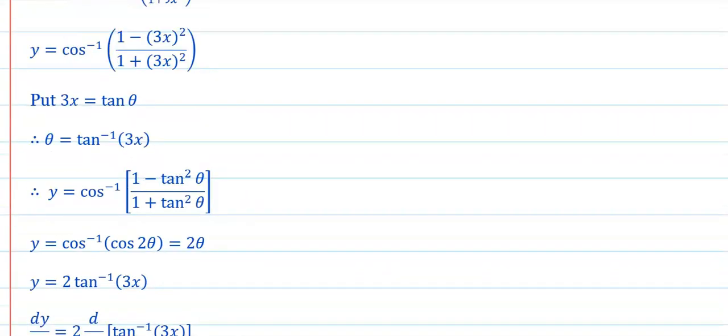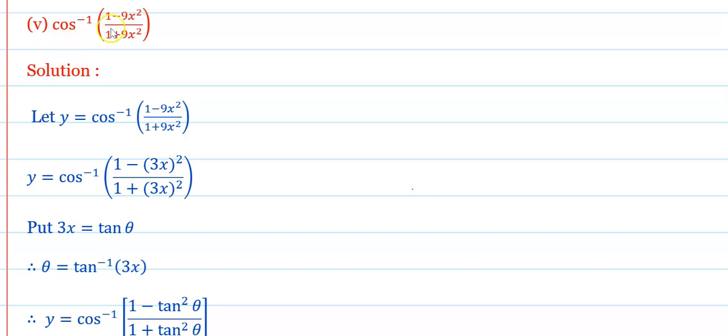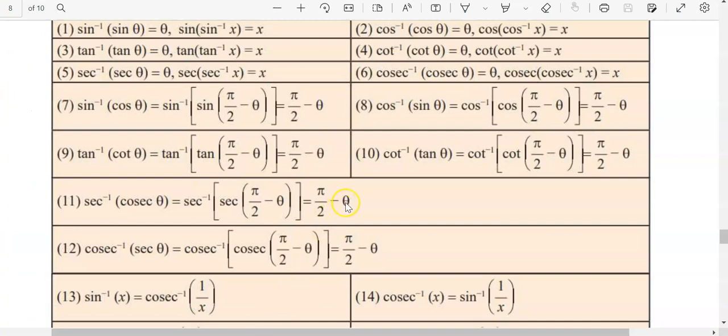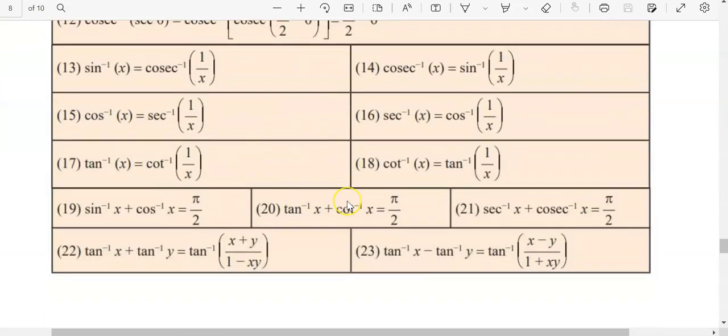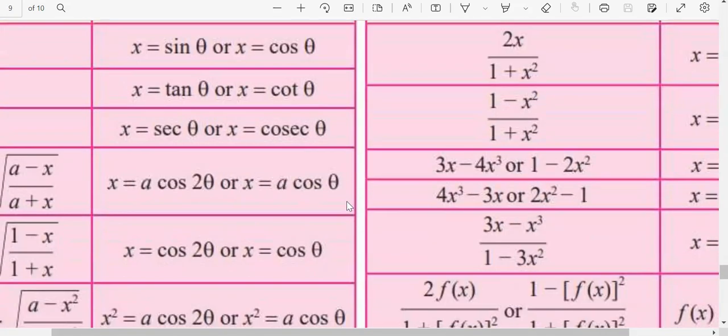Now the next question: cos inverse of in bracket 1 minus 9x square upon 1 plus 9x square. Again, let y is equals to cos inverse of in bracket 1 minus 9x square upon 1 plus 9x square. This 9x square can be written as 3x bracket square. Now see this, the substitution for this type of function. I will show you what type of the function is. See this here.